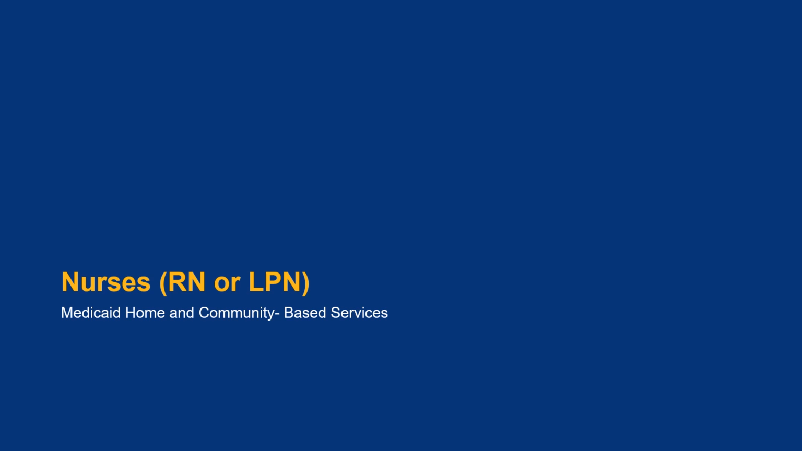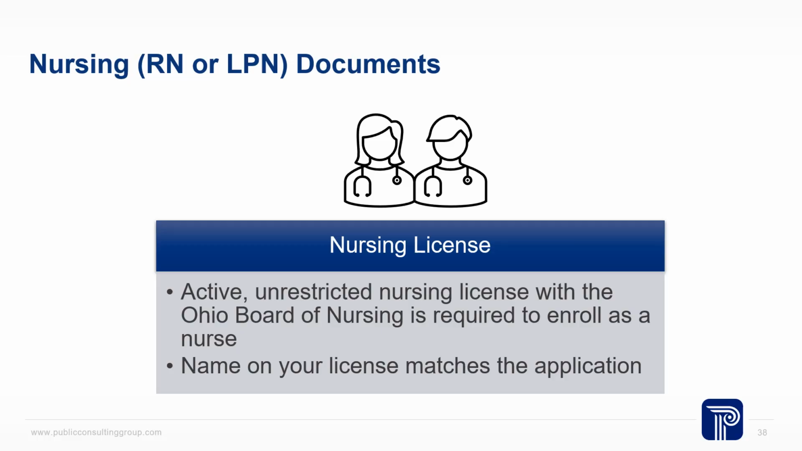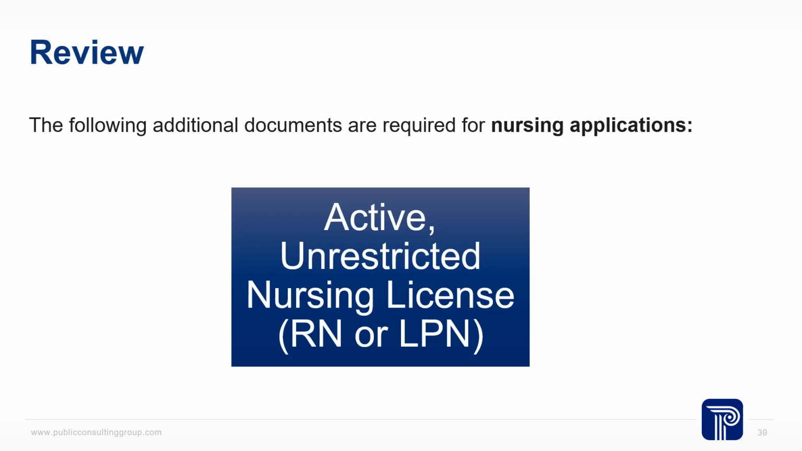Next, we will look at the additional documentation required to complete an application for nursing services. Nurses are required to have an active and unrestricted nursing license with the Ohio Board of Nursing. The name listed on your license needs to match the name on your provider application. To review, nurses require an active and unrestricted license with the Ohio Board of Nursing to enroll as a nurse.